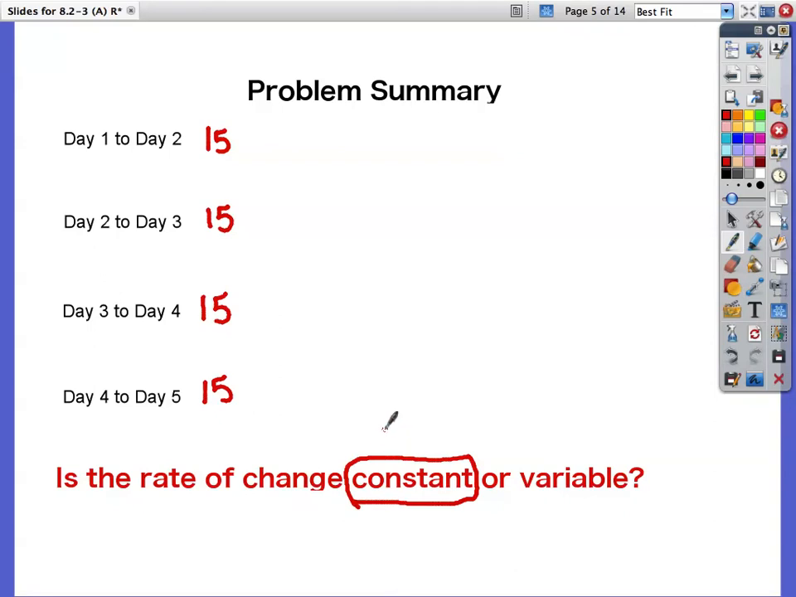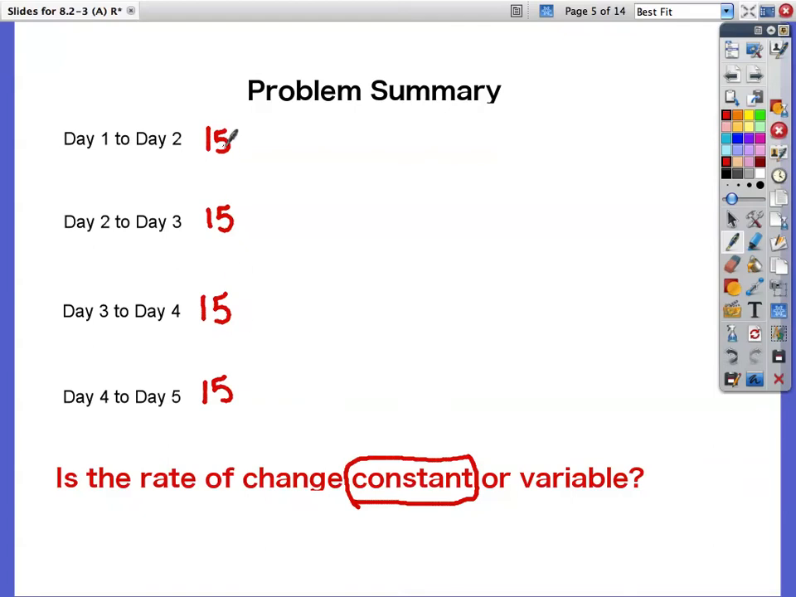I shouldn't say without change. Constant means it's not variable. Let me think of a better way to say that. Something that's constant is consistent. So it's a constant fact that our bell rings just before 7:30. It happens every day. So it's a constant thing. A variable bell will be where it would ring at different times every day. That would be variable. So because our rate of change between all these days was constant, we say that the rate of change is constant.